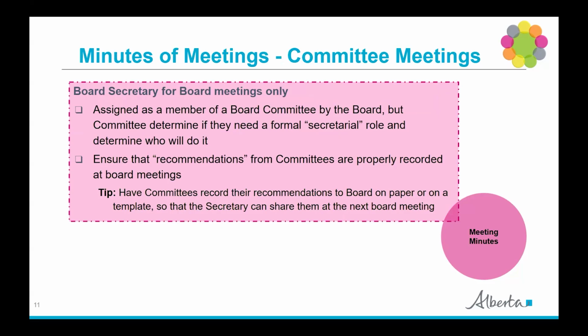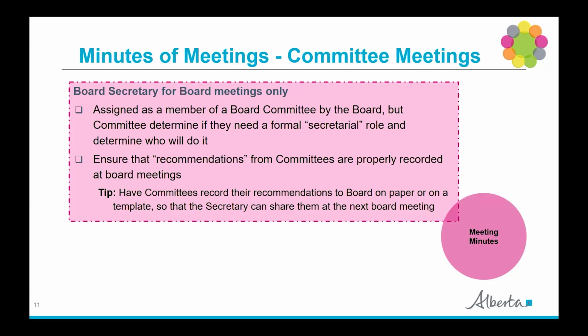There may be some confusion as to whether or not the board secretary is also the secretary for committee meetings. The board secretary is only in that role for meetings of the board, not for committee meetings. Being a member of a committee is not the same as being the secretary of the committee. So the board secretaries may be a part of other committees, but they don't have that same secretary role.